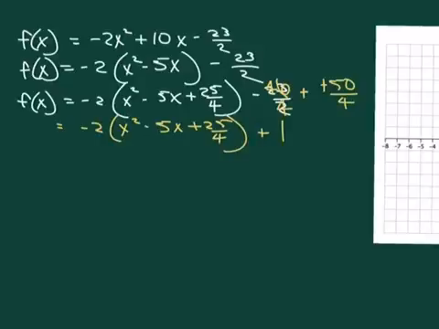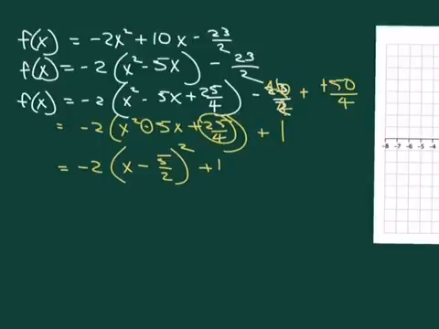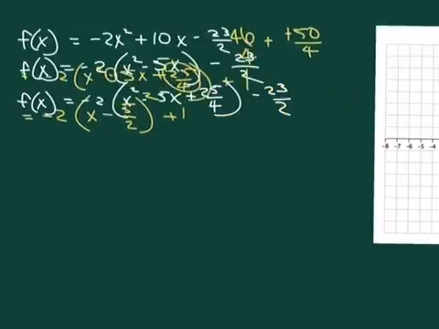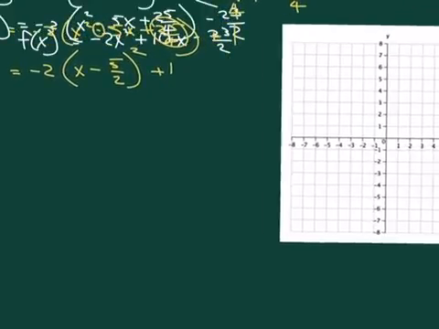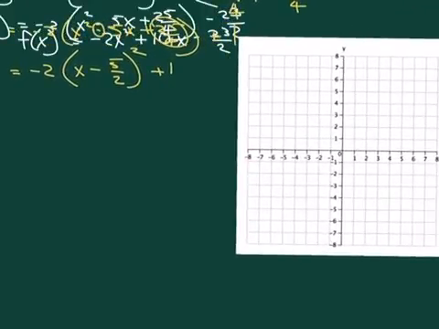Alright, so let's keep going here. Negative 2 stays there. x minus 5/2 squared plus 1. Okay, so there's my equation. Let's get everything out of the way here, and then we can graph this guy.